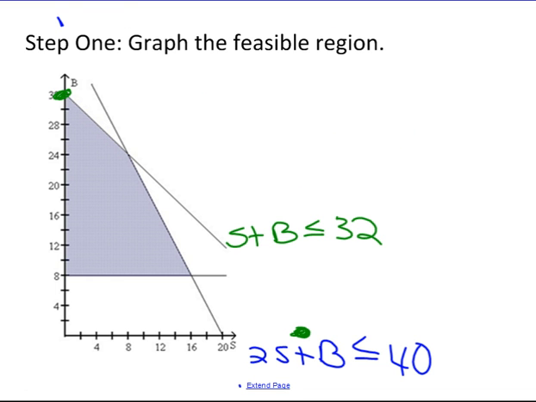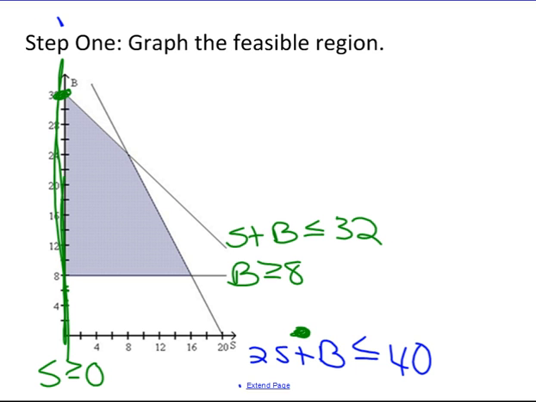Yes. All right. And this was, what was this one? B has to be greater than or equal to 8. And this one was s has to be greater than or equal to 0. That's this one right here. I should probably label it down here. S has to be greater than or equal to 0.